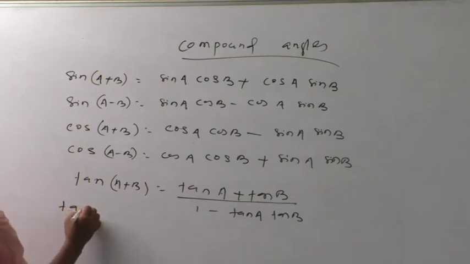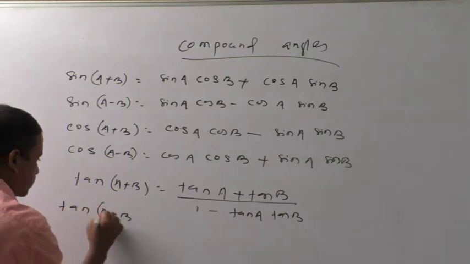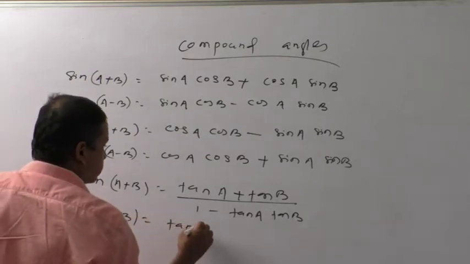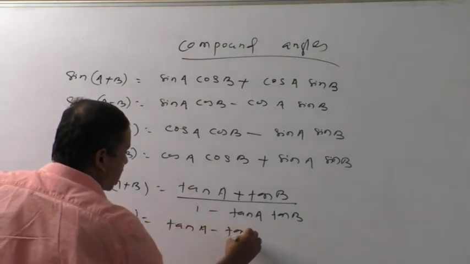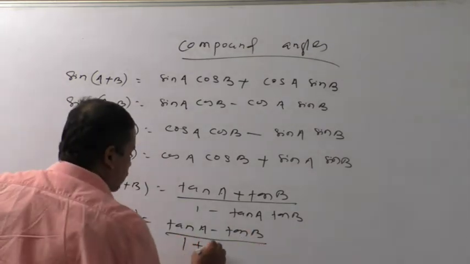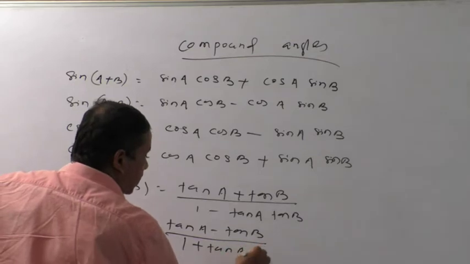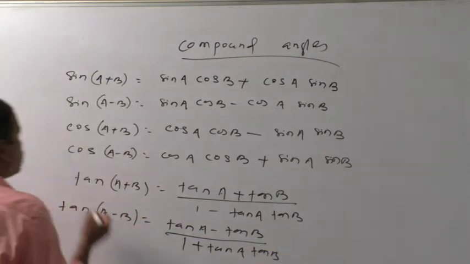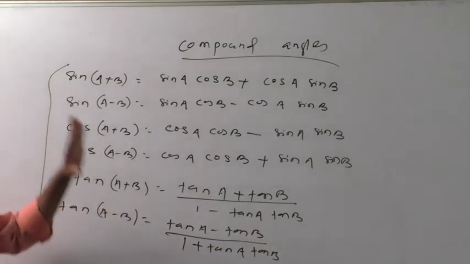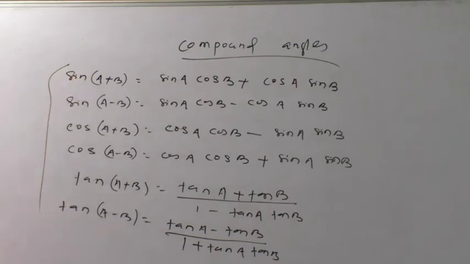Tan A minus B is tan A minus tan B by 1 plus tan A tan B. So these are the 6 basic fundamental formulas of compound angles. We have to remember all of these.